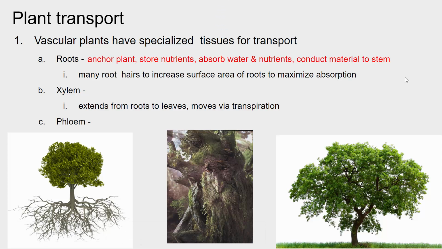The roots also are important to anchor and hold on to the plant, keep it anchored in the ground. They also absorb nutrients that are in the soil, things like nitrogen, phosphorus, potassium, as well as water. And they bring that material in to the vascular tissue. The vascular tissues are the parts of the plant that actually move this material around.